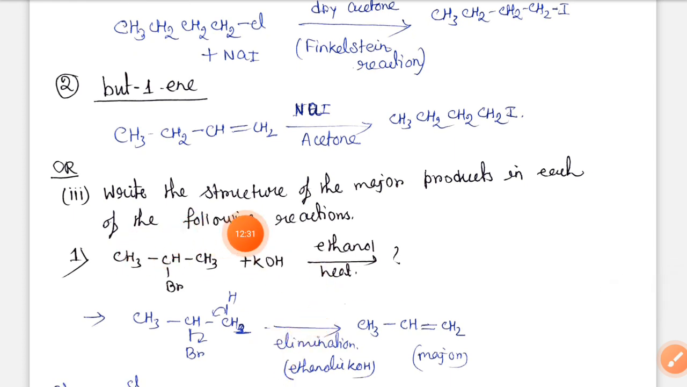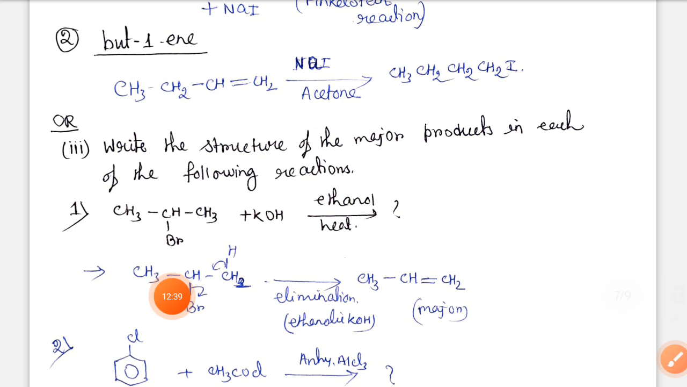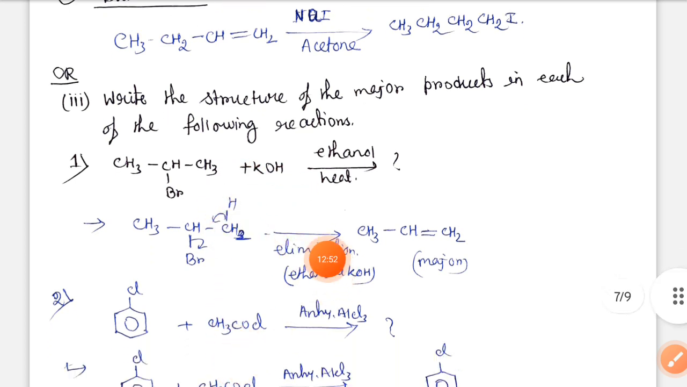Next, write the structure of the major product in each of the following. At first, the reagent given here is KOH in the presence of ethanol. So if ethanolic KOH is given, then an elimination reaction occurs. But if aqueous KOH is added, then substitution occurs. So here the eliminated product is the major product, that is propene.